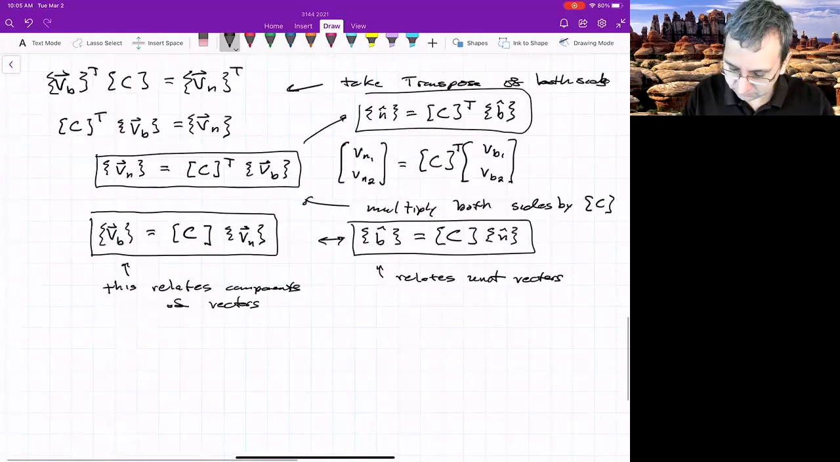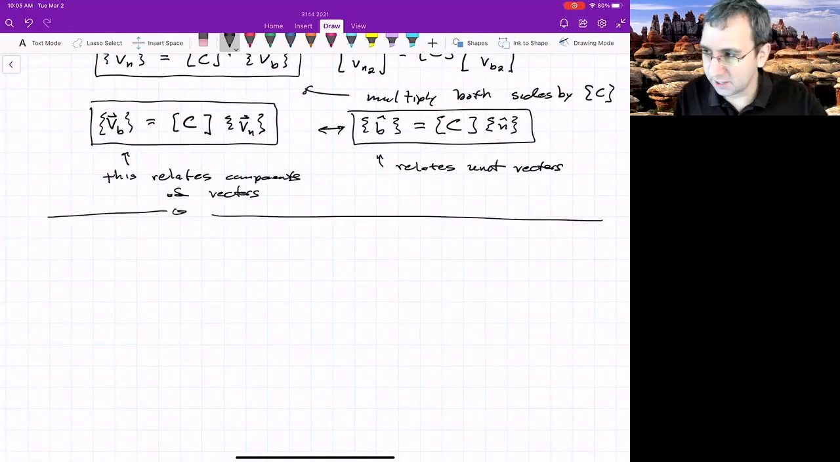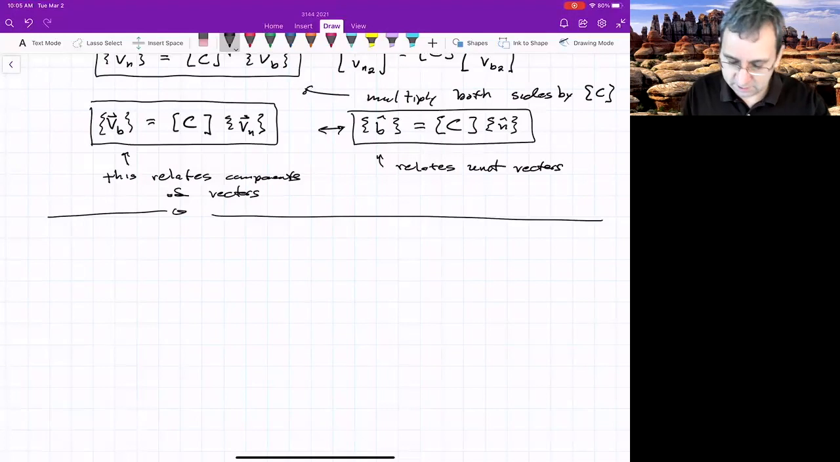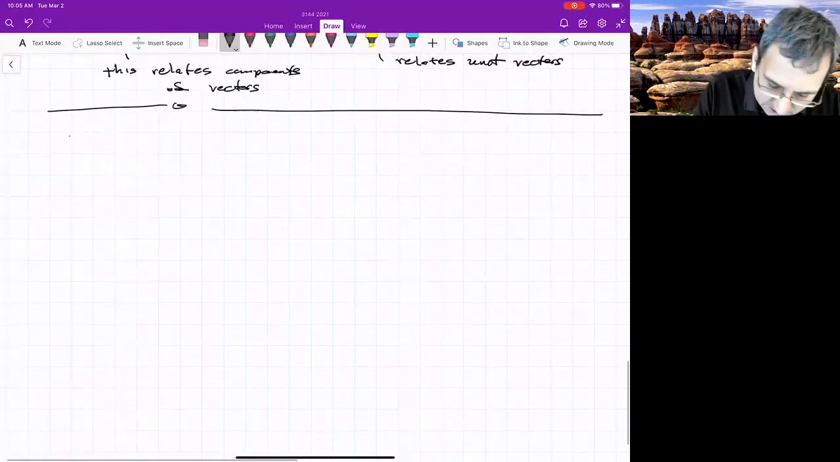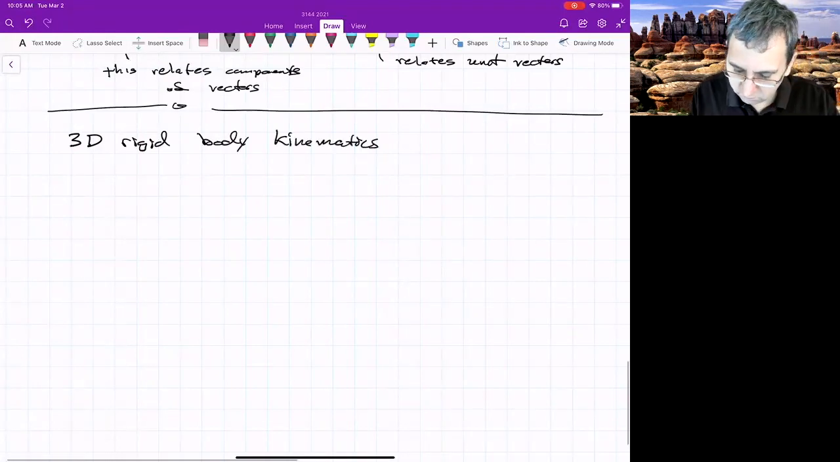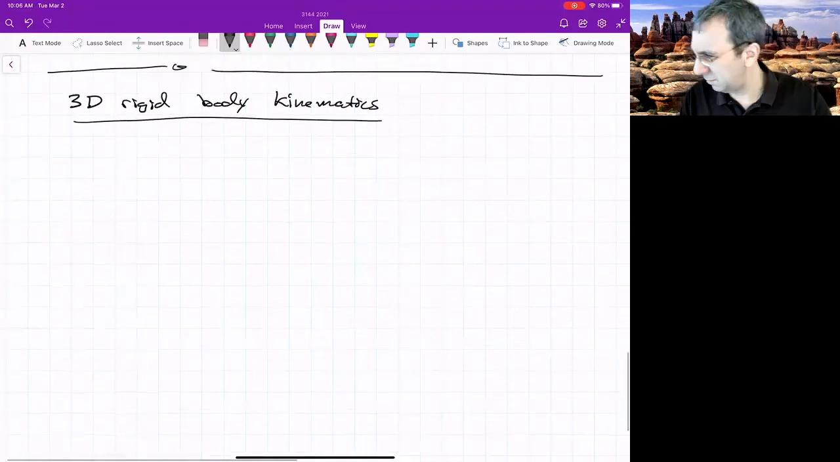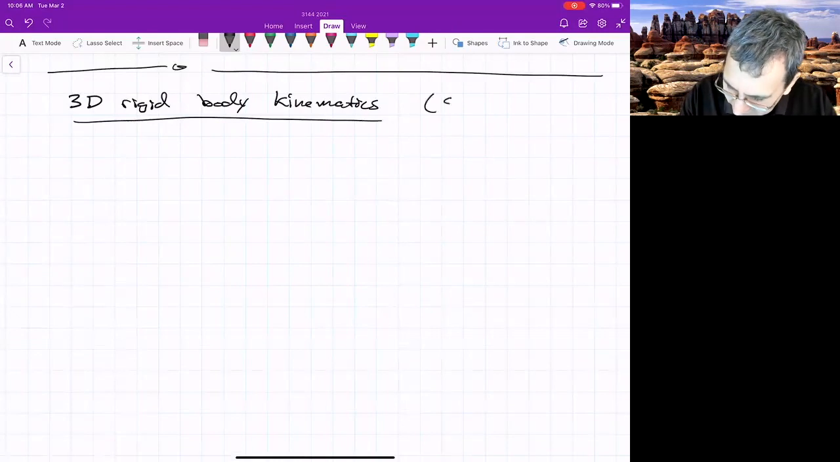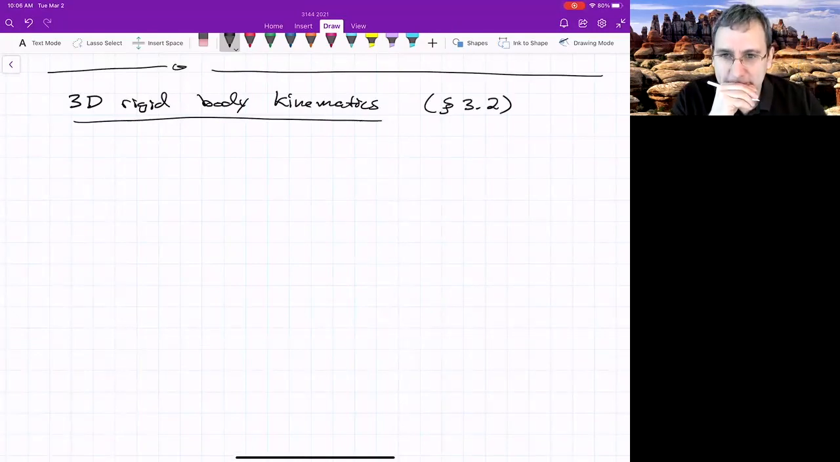Here we go. So yeah, the book does not mention 2D. It just dives into 3D, but I think it's really helpful to see 2D because it's fewer terms, easier to think about. But there are going to be parallels to everything I've said in 3D. So now the 3D rigid body kinematics. And if I had to point to a section, I think it's in section 3.2.